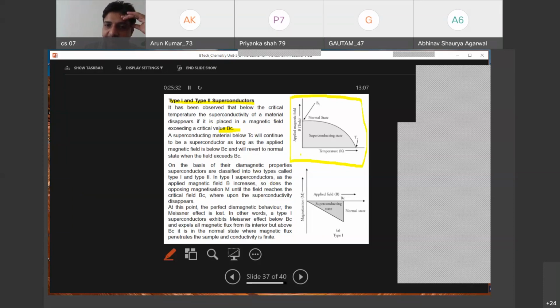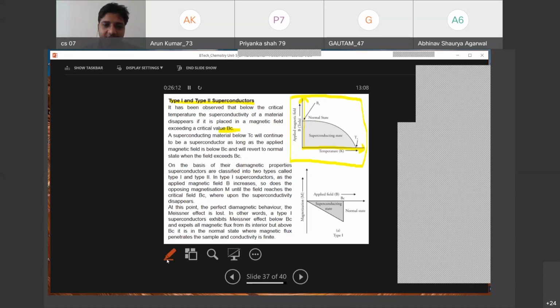So on the x-axis here we have temperature, and on the y-axis we have the applied magnetic field, which is increasing in the upward direction. Here we have two factors which are controlling the superconducting state of the material. The first one is the magnetic field, and the second one is the temperature, that is our critical temperature. Both of these factors are important to have the superconducting state.